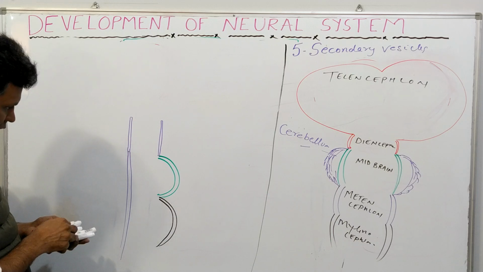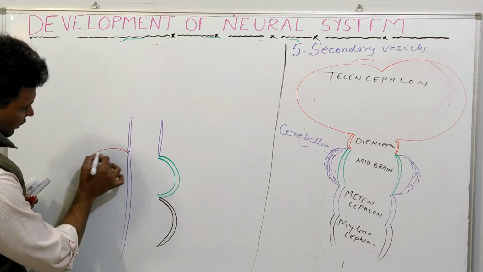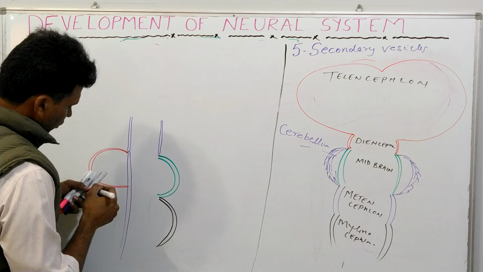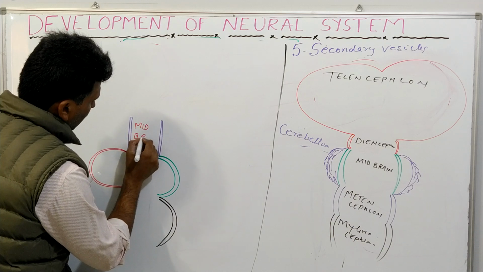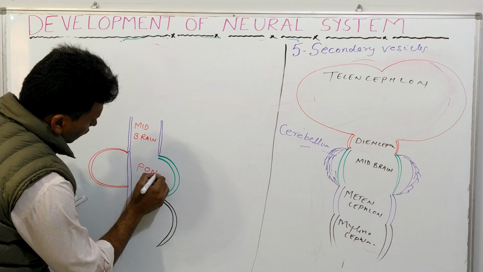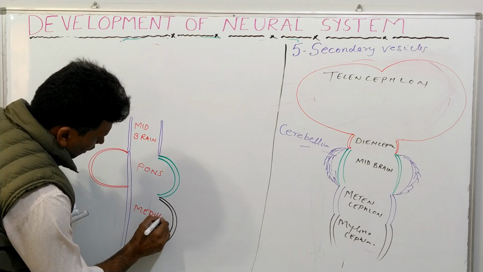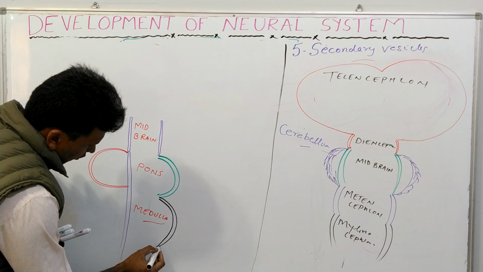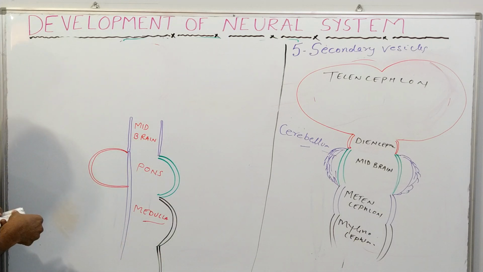Here the important point is that from the back side, this is your cerebellum. Okay, this is your midbrain, this is your pons, and this is your medulla oblongata. And after that, this is your diencephalon.